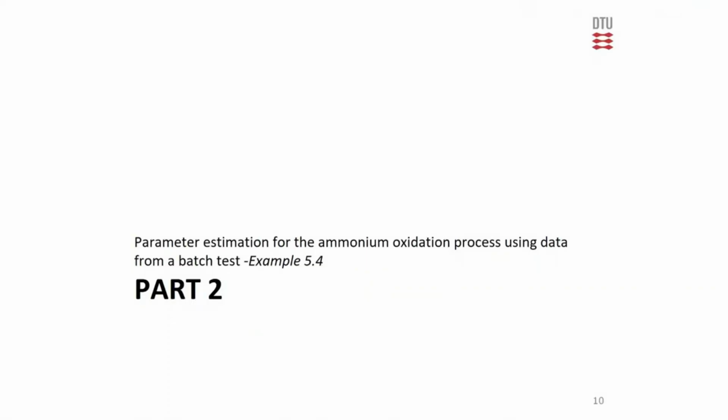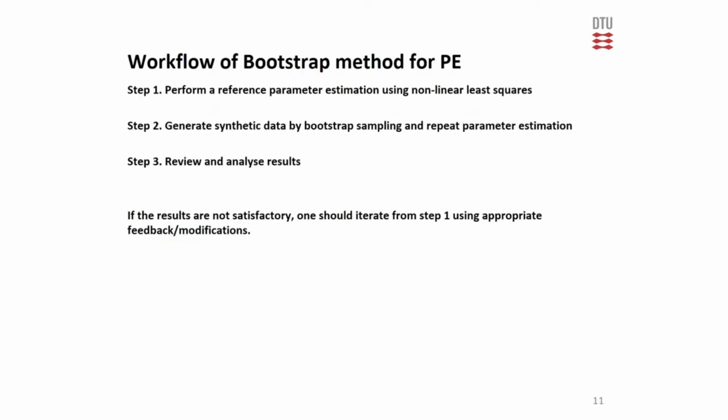In this video, the Bootstrap method is applied to an ammonium oxidation batch test. A framework is provided to apply the theory to practice. The workflow contains three main steps. In step 1, a reference parameter estimation using maximum likelihood estimation is performed. The output is a vector of residual errors.